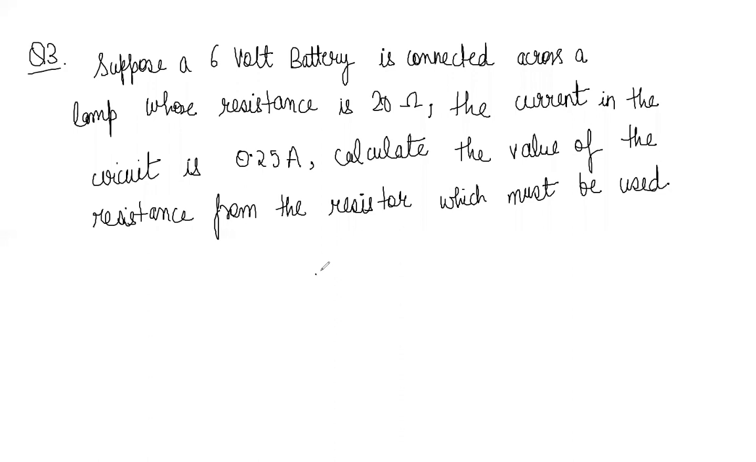See, what he is saying is, you have a resistor and a resistance, or we can say a bulb is there. Okay, so we'll draw a bulb. And a battery is present.